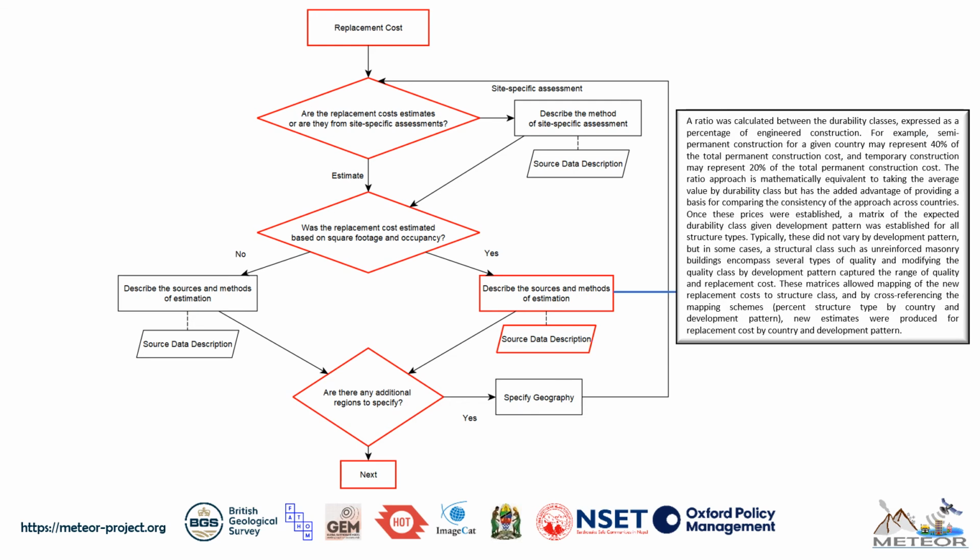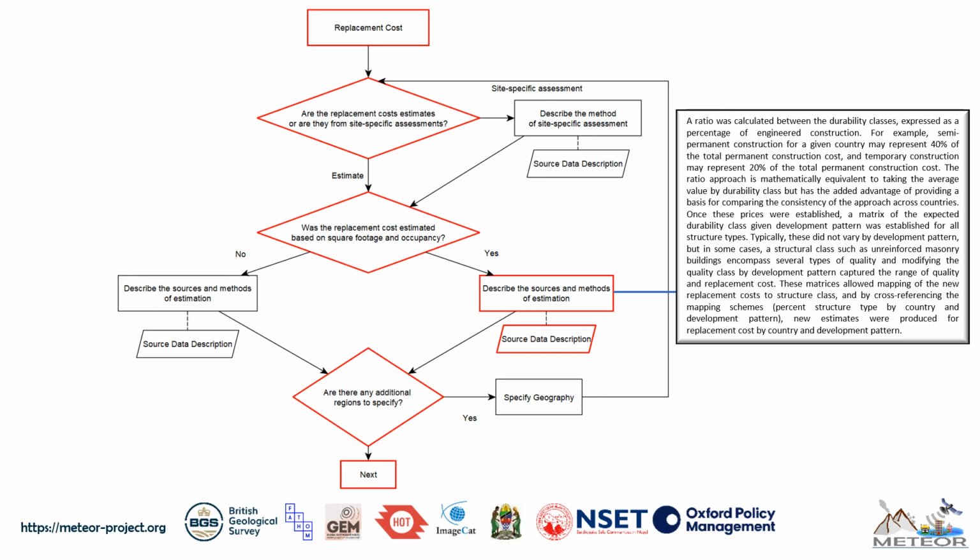A ratio was calculated between the durability classes and expressed as a percentage of engineered construction. For example, semi-permanent construction for a given country may represent 40% of the total permanent construction cost, and temporary construction may represent 20% of the total permanent construction cost. A ratio approach is mathematically equivalent to taking the average value of durability class, but has the added advantage of providing a basis for comparing the consistency of the approach across countries.